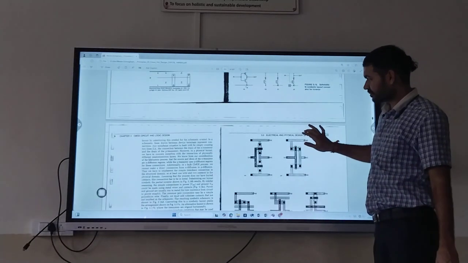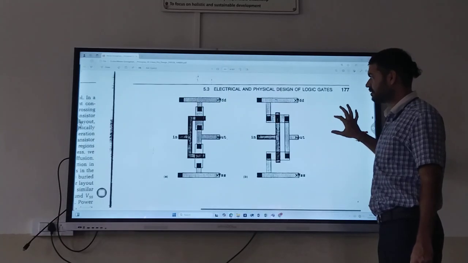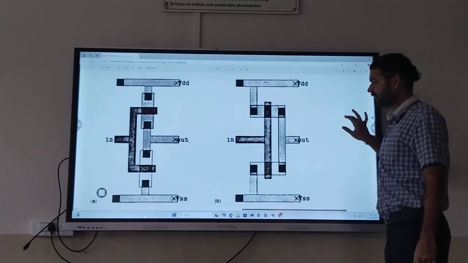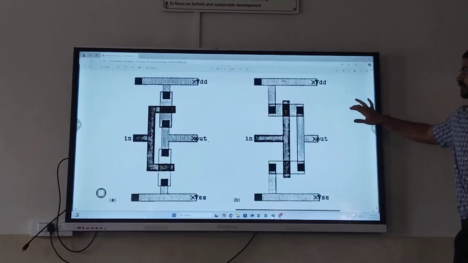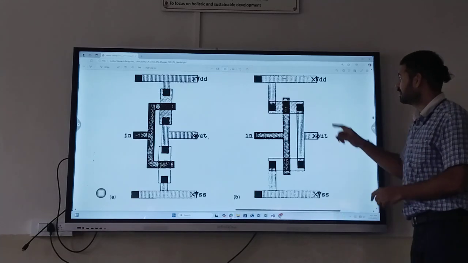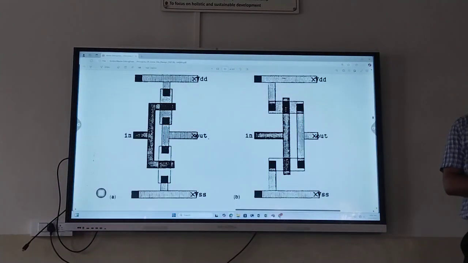The same way we can have different gates, and this is the actual physical design which we do in the lab. So these two are the layouts of the inverter. Both the layouts are correct. Why are both the layouts correct? Because you can just verify. This layout we have studied in our previous classes.